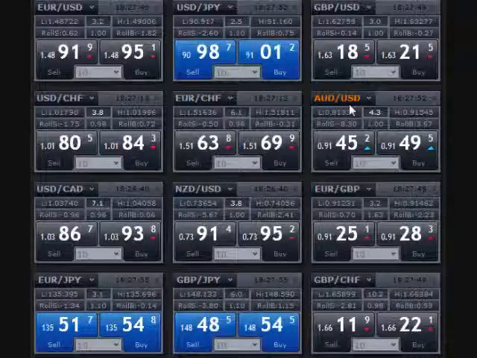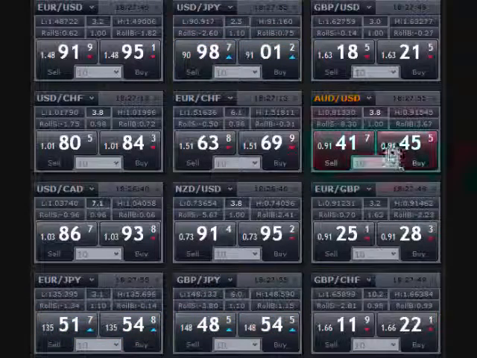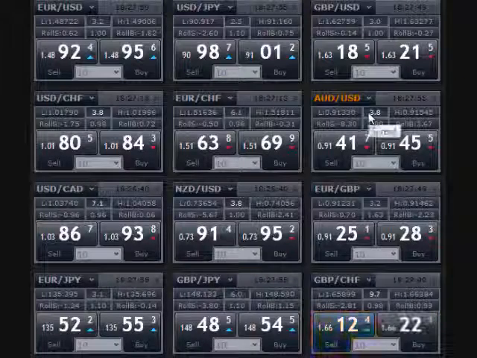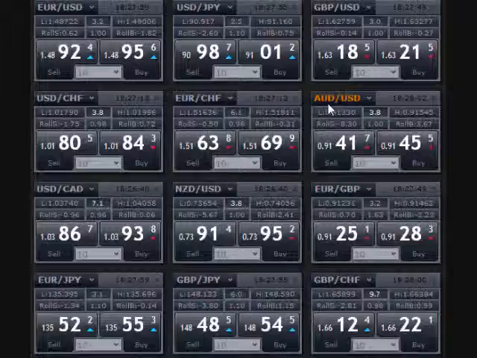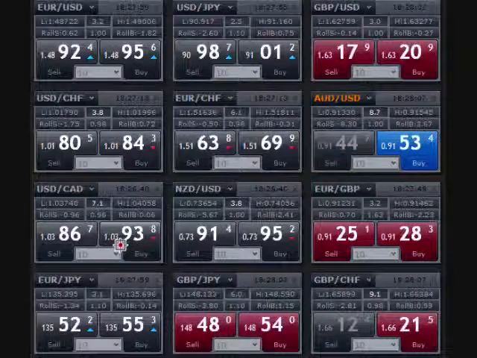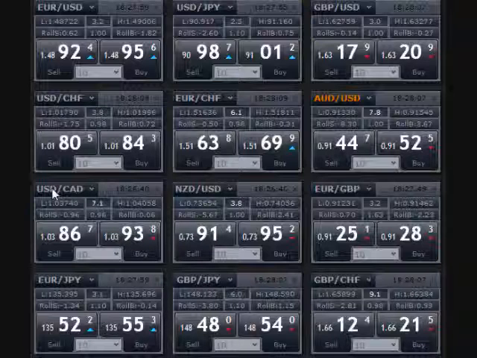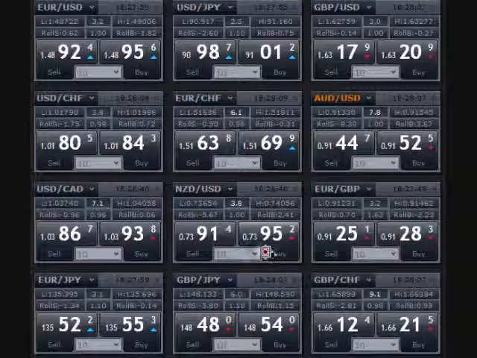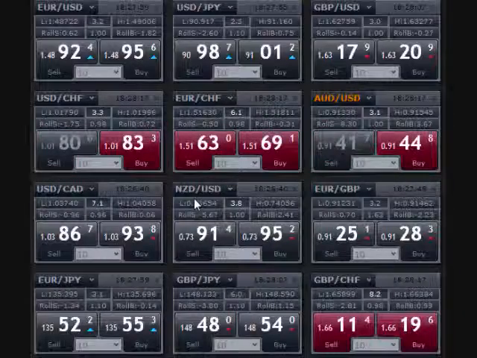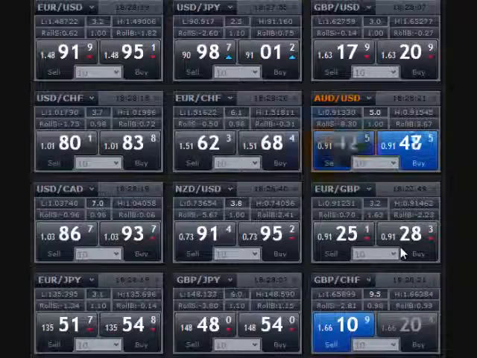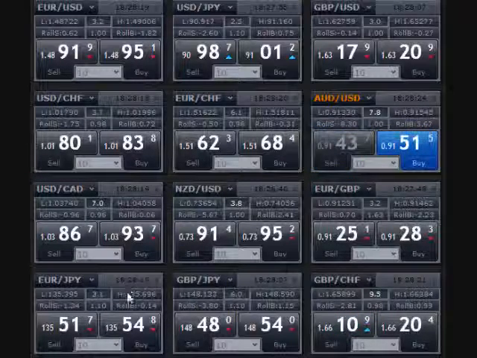Switching over here, it's just over 0.9145 American dollars, so it's a little over 91 cents to buy 1 Australian dollar. Coming down here, it's just under 1.04 Canadian dollars to buy 1 US dollar. It's just under 74 cents to buy a New Zealand dollar. It's just over 0.91 British pounds to buy a euro.